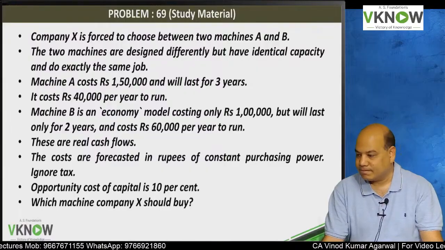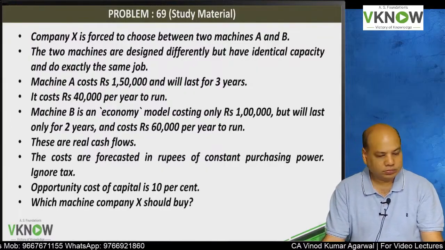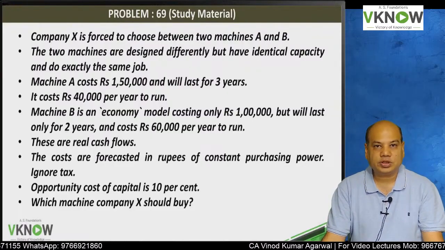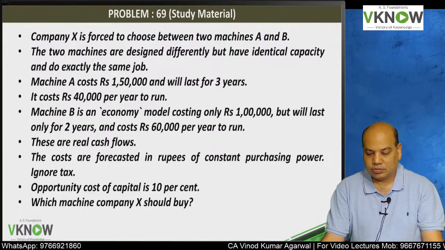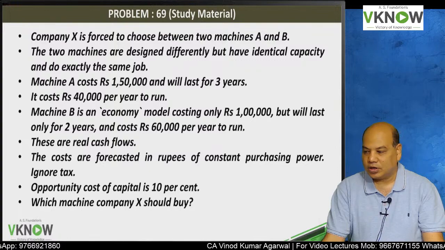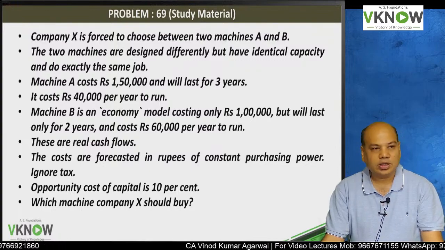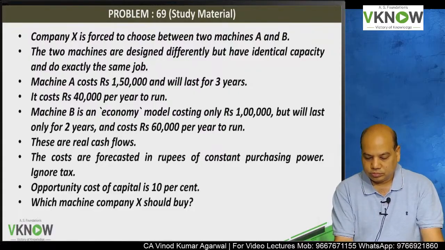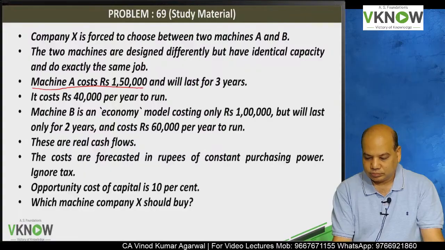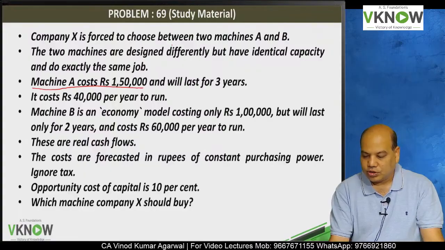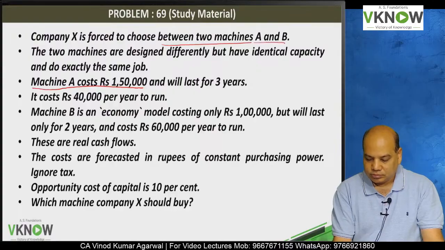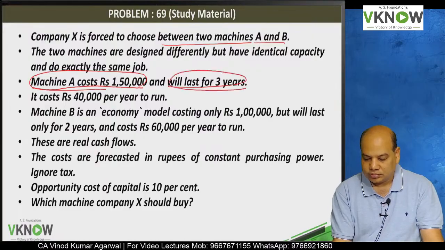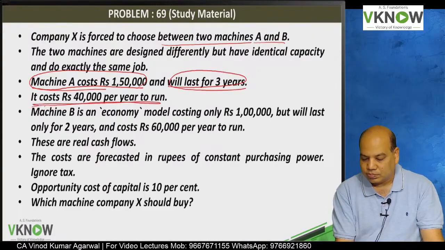Question number 70. That was a very easy question. Company X is forced to choose between two machines A and B. The two machines are designed differently but have identical capacity and do exactly the same job. Question is from study material. You have to make a choice between two machines A and B. Machine A will cost 1,50,000, last for 3 years, and it costs 40,000 per year to run.